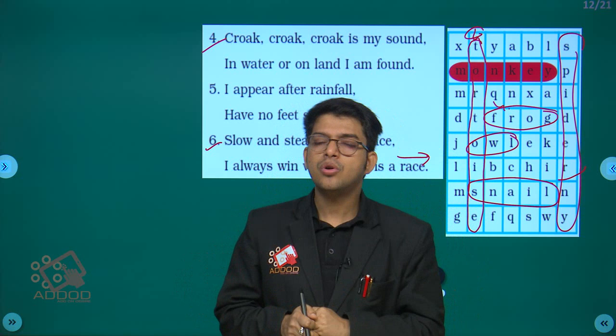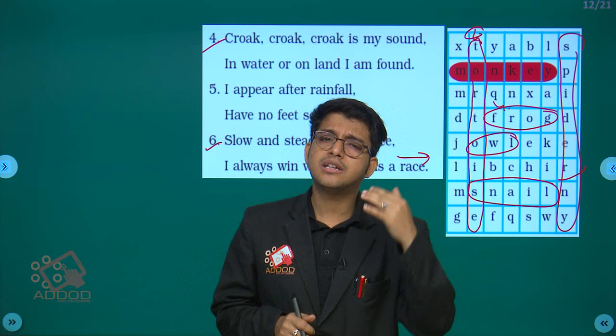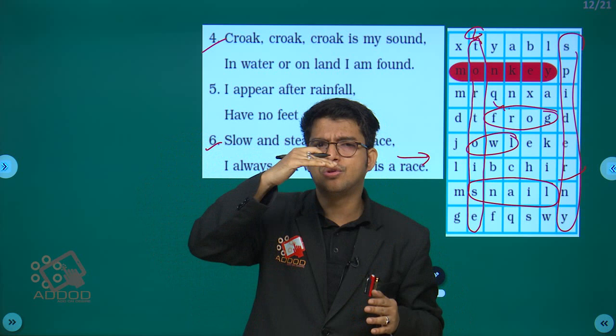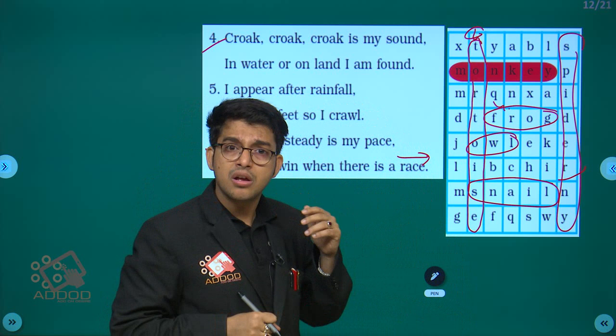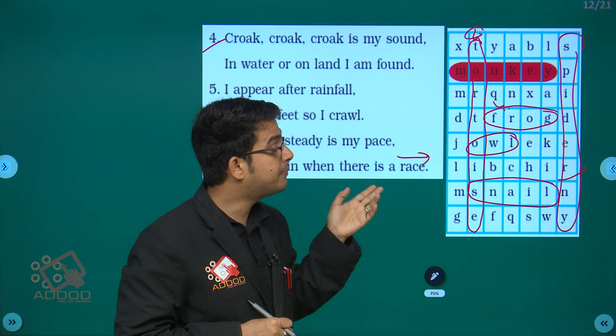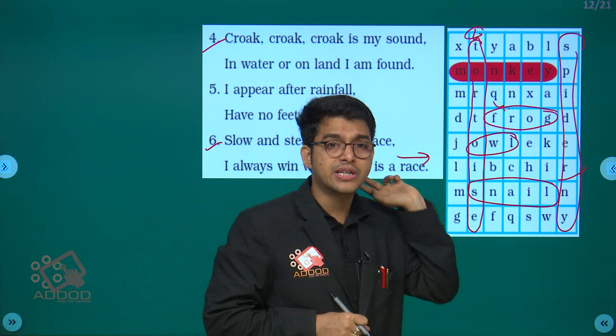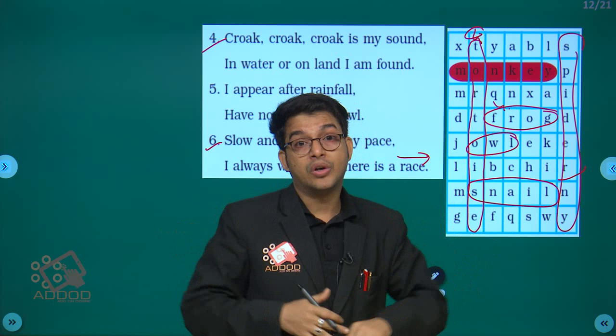He was sleeping, sleeping. So the tortoise saw that, and came slowly, slowly. When the tortoise reached in front of the rabbit, he said, huh? He's sleeping here. Let's not wake him up. So the tortoise started walking continuously, walking, walking, and finally won the race.